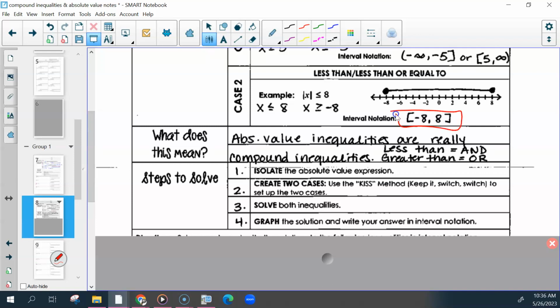And then this means that absolute value inequalities are really just compound inequalities. So those of you who haven't done objective 4 yet, this should help you somewhat. It's really the same, but a little different at the same time. Where less than or equal to will always be AND, and greater than or equal to will always be OR.